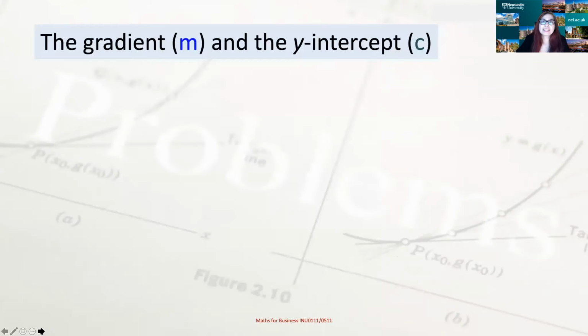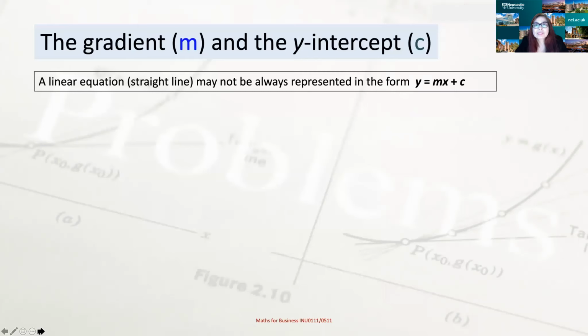Okay, let's look at this together now, the M and C. It's not M and S, it's M and C. So a linear equation, a straight line, look at that. I have used the term linear equation, straight line, may not always be represented in this form, y is equal to mx plus c. It may not be represented in the simple form.